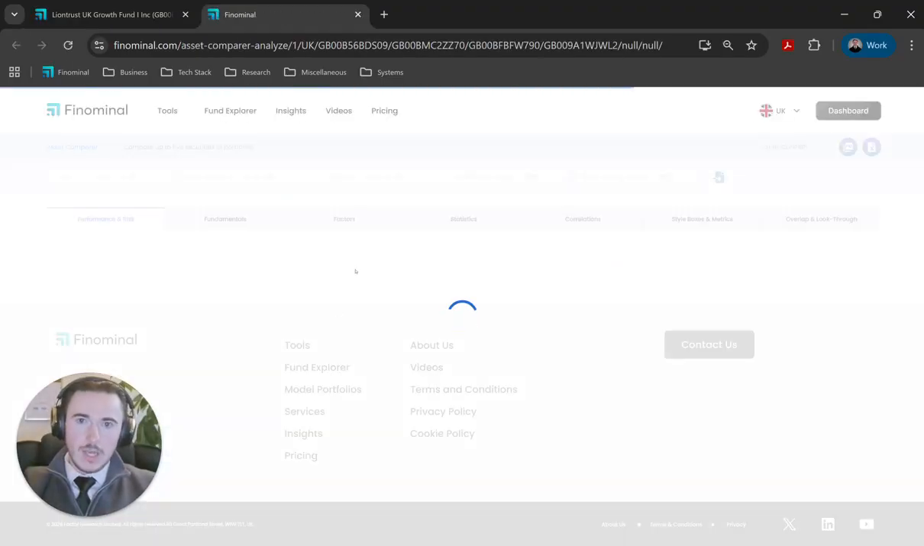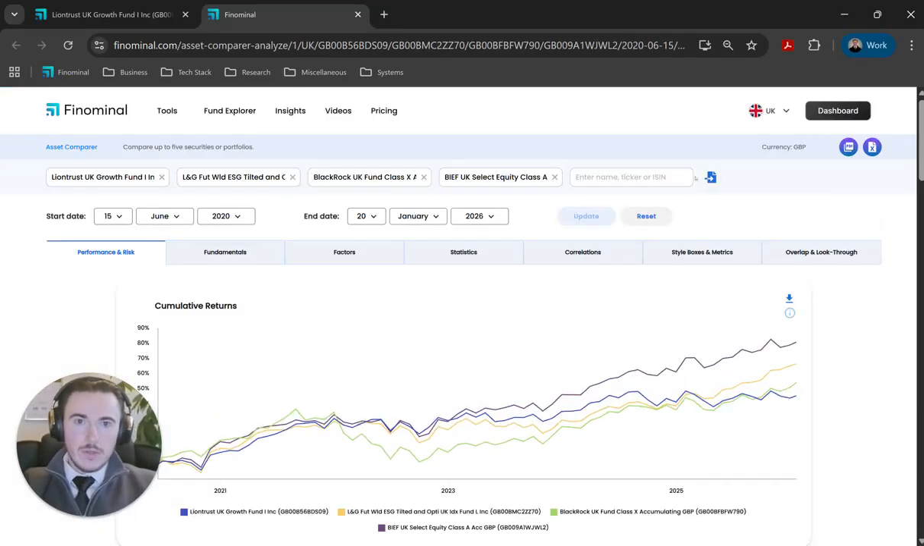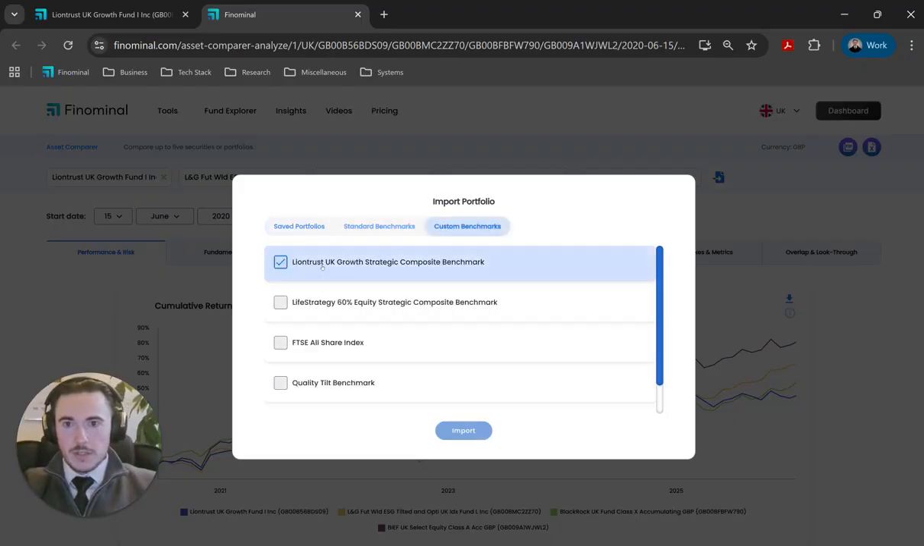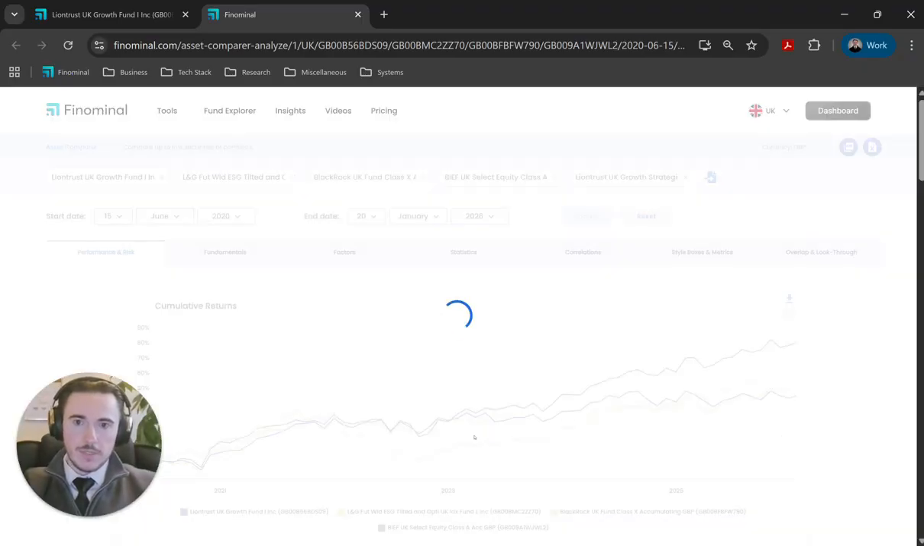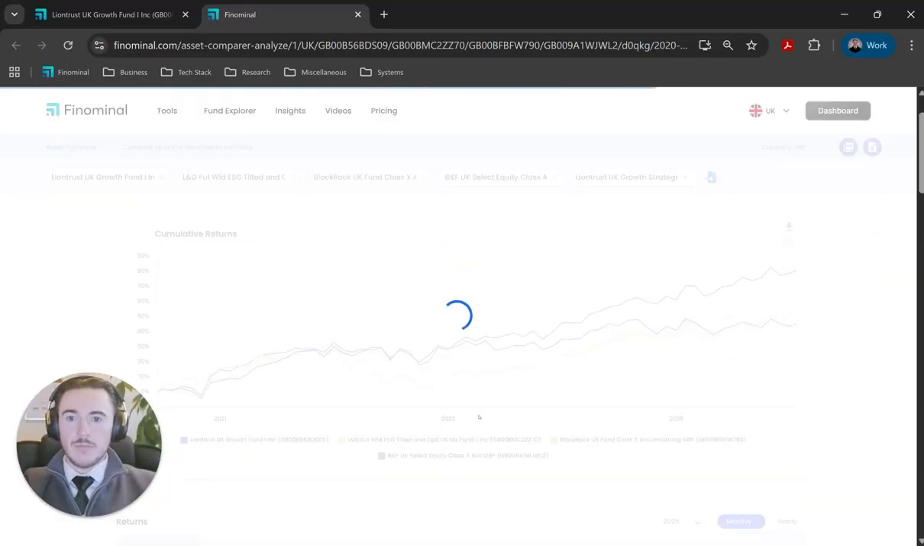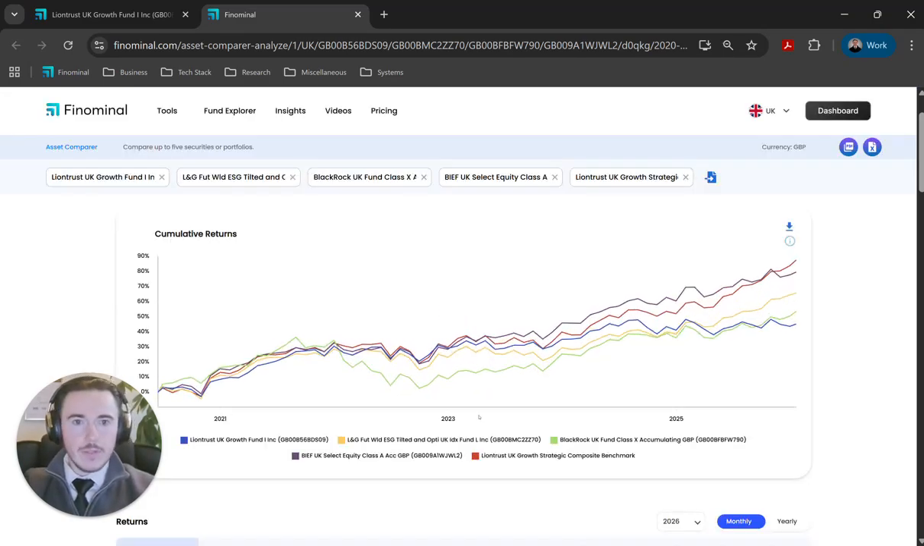But before I even look at the charts, let's add that benchmark back in so we've actually got a reference. So I'm going to go here, custom benchmarks, Liontrust UK Growth Strategic Composition Benchmark. And let's see how the composite has performed, as well as the Liontrust UK Growth Fund, against those peers. So, having a look. The blue line is the Liontrust UK Growth Fund, which has underperformed against all of them most recently, and the Liontrust UK Strategic Composition Benchmark has outperformed all of them more recently.